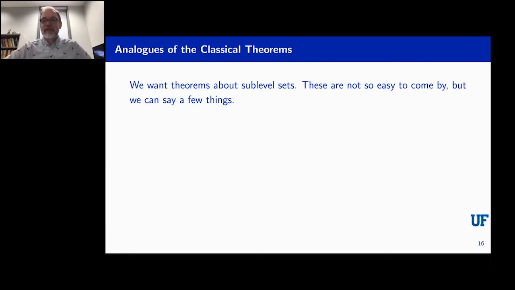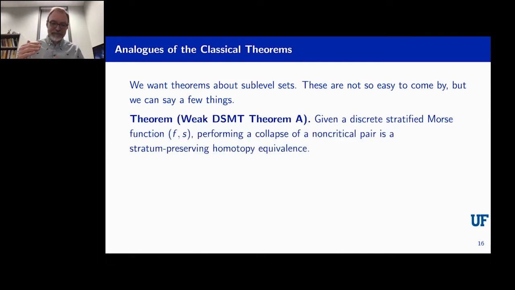So what about the classical theorems? I mean, what we really want are sublevel set theorems. So in Morse theory and stratified Morse theory, there are theorems that tell you what happens when you look at sublevel sets for your function. Does the topology change when you pass critical values? What happens if you're not going past a critical value, and so on? We can say a few things here. We call them weak theorems because they are.